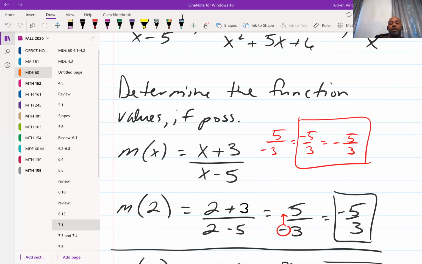And that'll be 5 over negative 3, which would be negative 5 over 3. That's your final answer. Here, I was just emphasizing the positioning of your negative. All three of these are the same: 5 over negative 3, negative 5 over 3 with the negative assigned to the 5, or a negative out front and then 5 over 3. All three of those are the exact same thing.